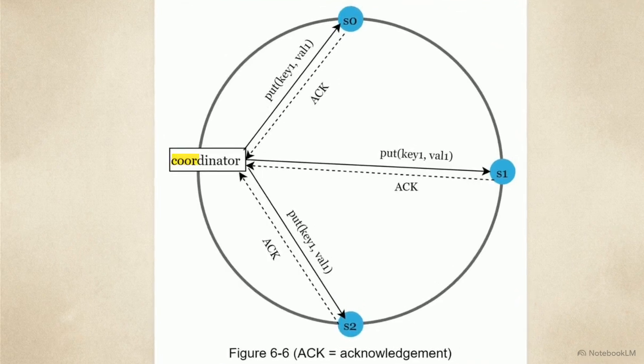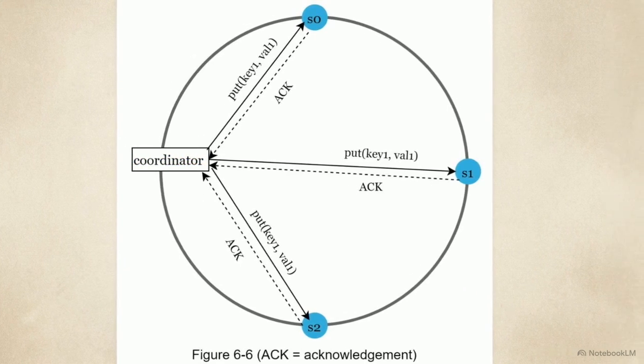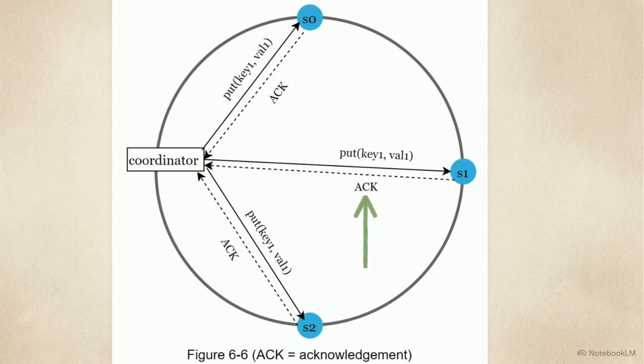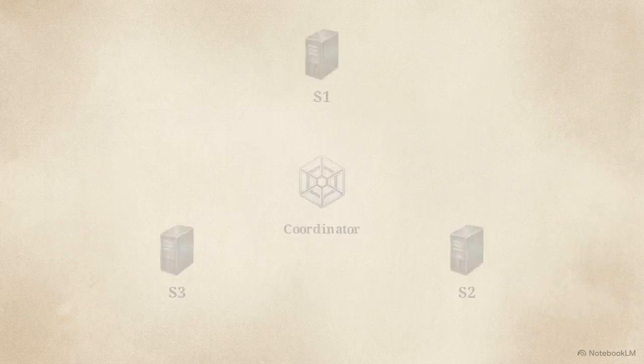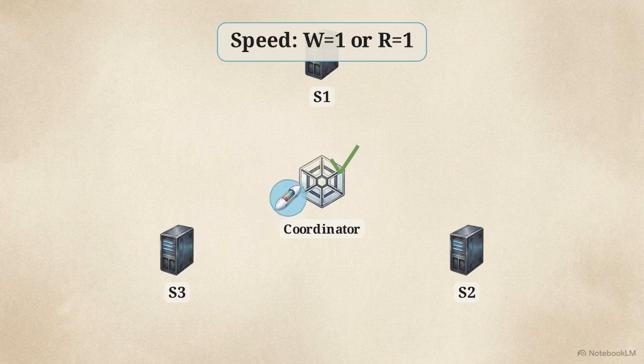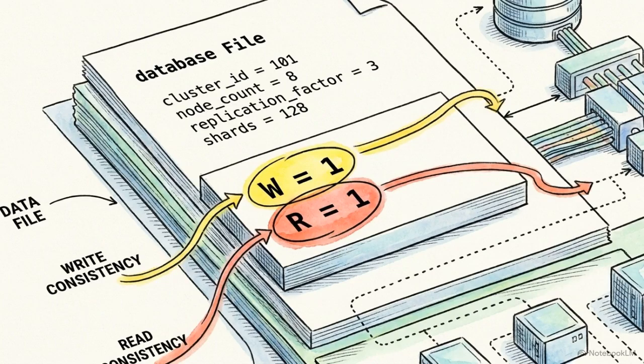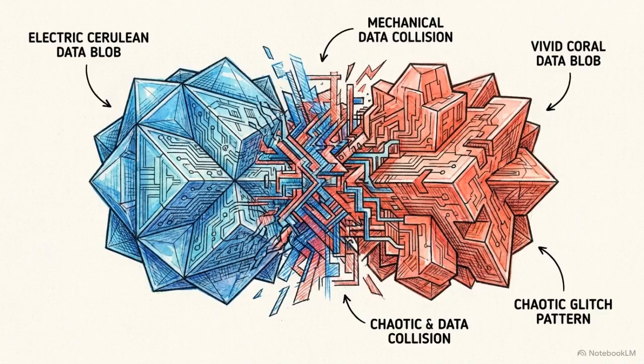A coordinator acts as a proxy, managing requests and acknowledgements. Here, n is total replicas, w is the number of write acknowledgements required for success, and r is the number of required read acknowledgements. For maximum speed, we set w or r to 1. The coordinator returns its answer as soon as the fastest server acknowledges the operation. For strong consistency, we ensure w plus r is greater than n. This ensures at least one responding node has the most recent update. This quorum model allows us to tune the exact trade-off between latency and consistency, though optimizing for speed ensures that conflicting versions of data will eventually enter the cluster.